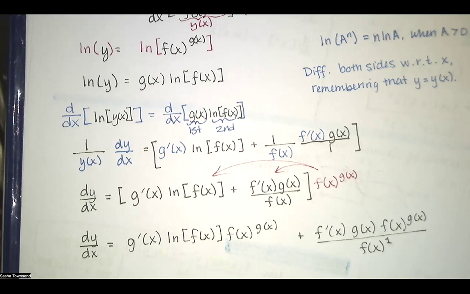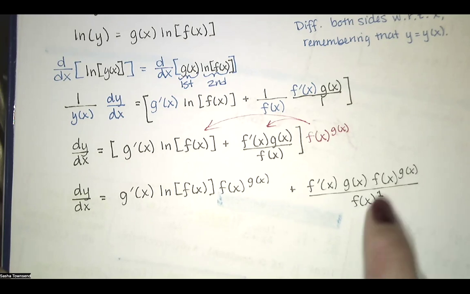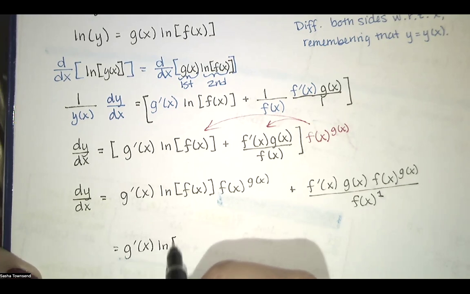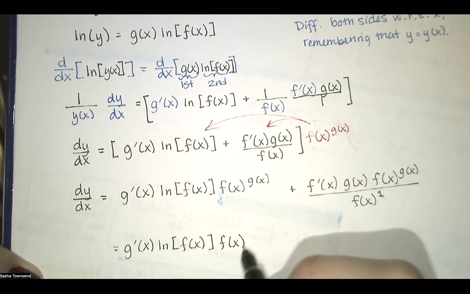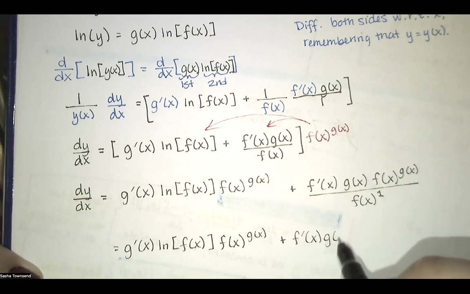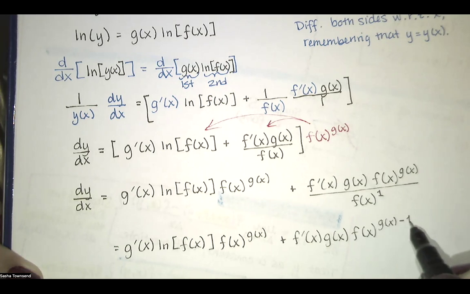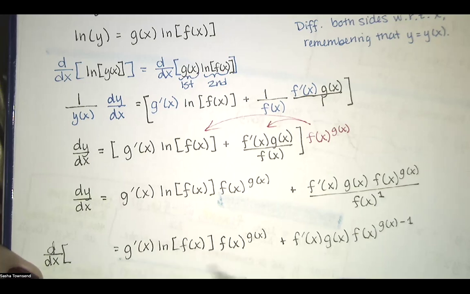You can think of that as f of x to the first. Now, since I have f of x to the g of x divided by f of x to the first, I can bring this up to the numerator. You can just subtract the exponent. And you'll have this. This will be f of x to the g of x minus 1 power. And that is the derivative with respect to x of y, where y was f of x to the g of x.